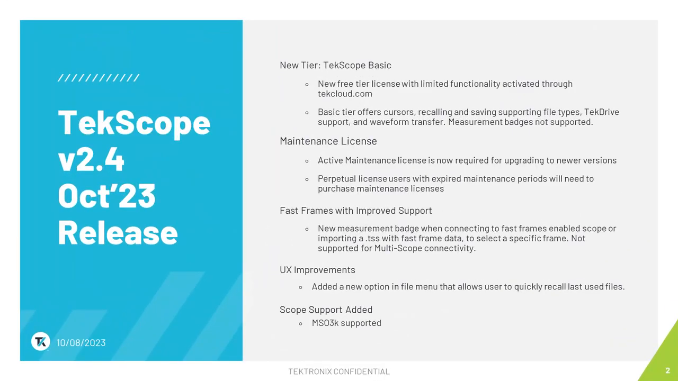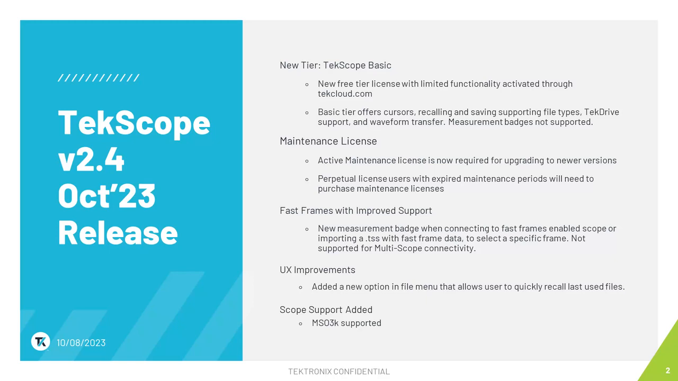Okay, so let's talk about what's new in the October 23 release, version 2.4. For the first time ever, TekScope PC now has a free license tier called TekScope Basic. It allows you to use TekScope as a waveform viewer and enjoy the great user interface of modern Tektronix scopes right on your PC. You can use cursors for basic measurements, use the zoom features, recall reference waveforms or session files, use TekDrive, and it even lets you connect to any of the supported scopes.